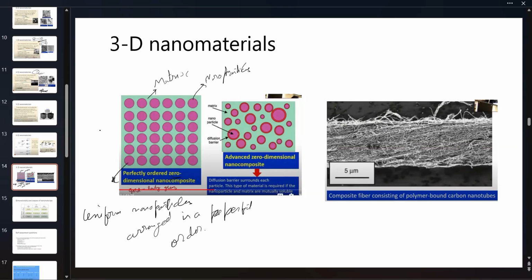It's not necessary they follow that. They can be uniform sized, but they can be arranged randomly. They can be non-uniform sized and arranged randomly. Like in this case, they have different sizes, again arranged differently. There you have some composite fiber consisting of polymer bonded with carbon nanotubes.